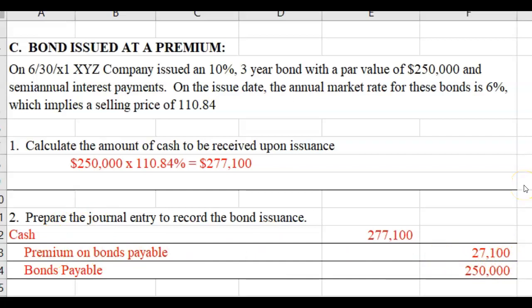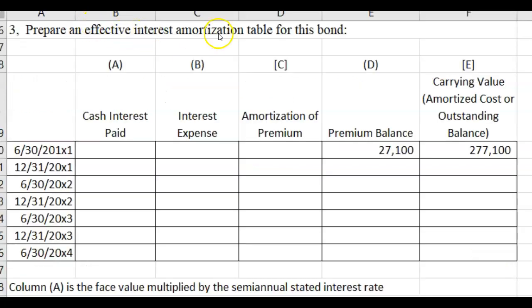Please keep in mind that a premium on bonds payable is an adjunct or an additional liability account. It attaches itself to bonds payable and has the same normal balance. Both of them have a credit balance. Let's prepare an effective interest amortization table for this bond. You've seen a table very similar to this in the prior video when we were issuing a bond at a discount.